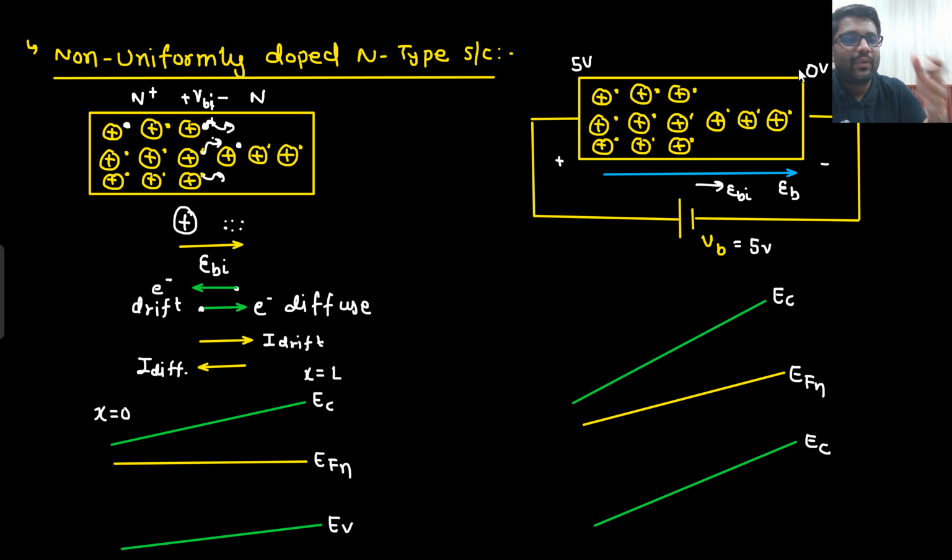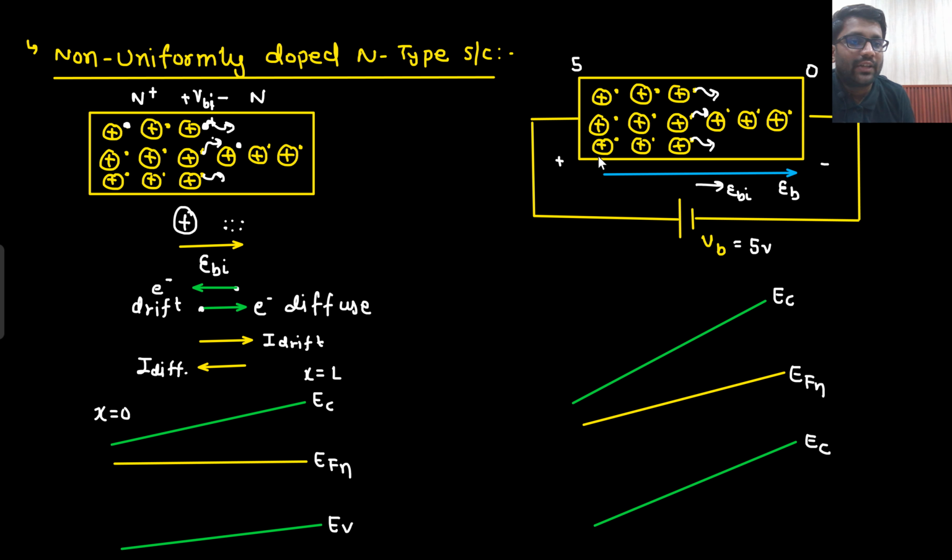Will it be dropping down equally? Like 5 volt, then here 4 volt, then here 3 volt, then 2 volt, then 1 volt, and then 0 volt. Will it be dropping down equally? No. Why is that so? What did I tell you? That this particular electron has more tendency to leave, but this particular electron will not have the tendency to leave.